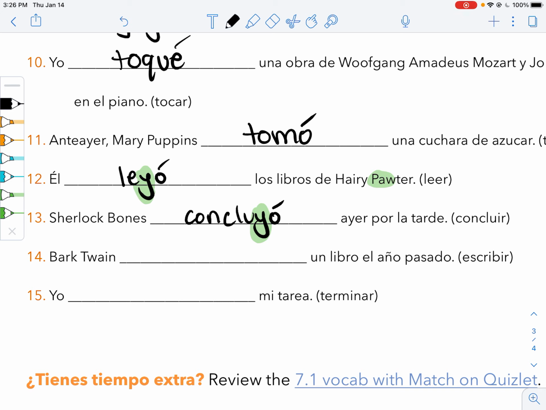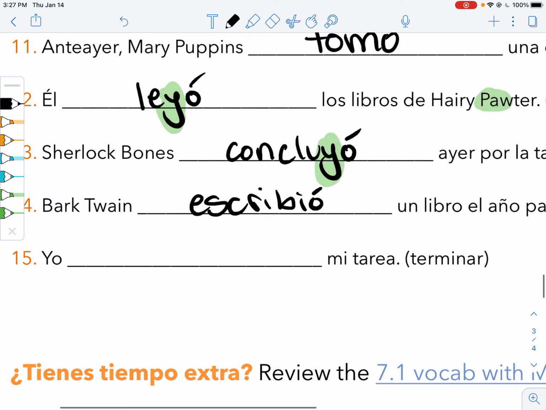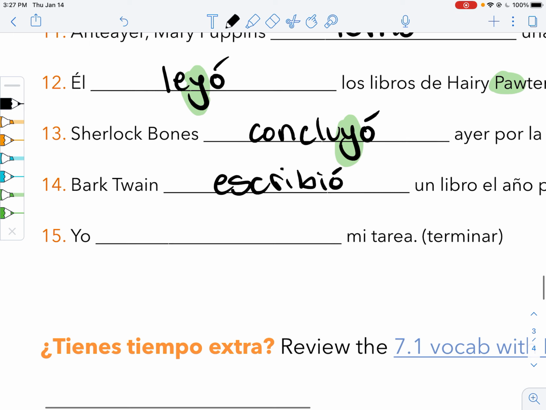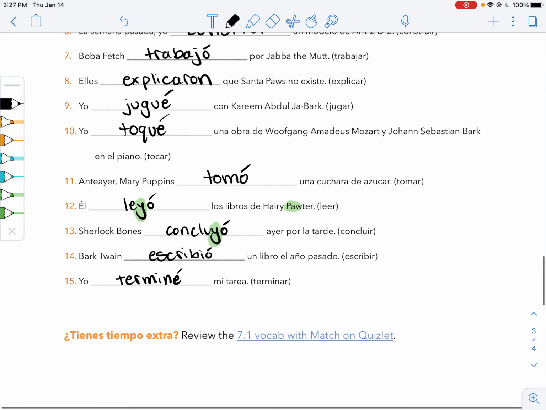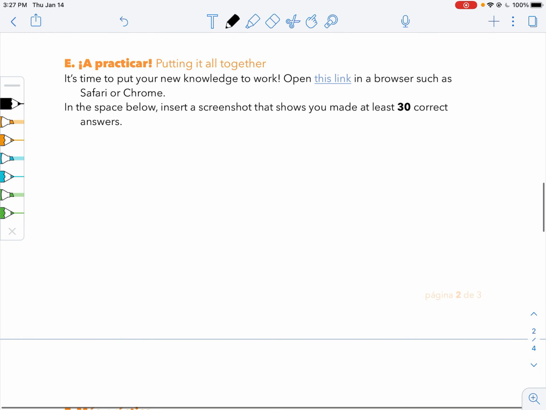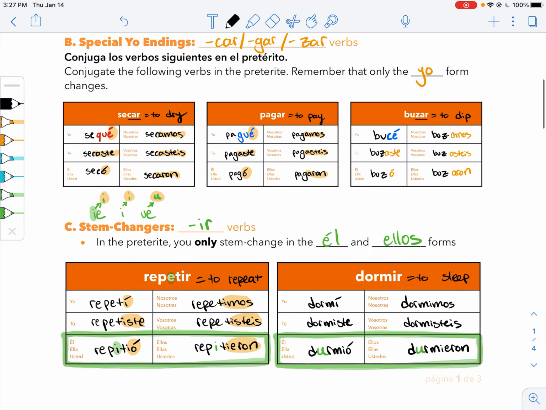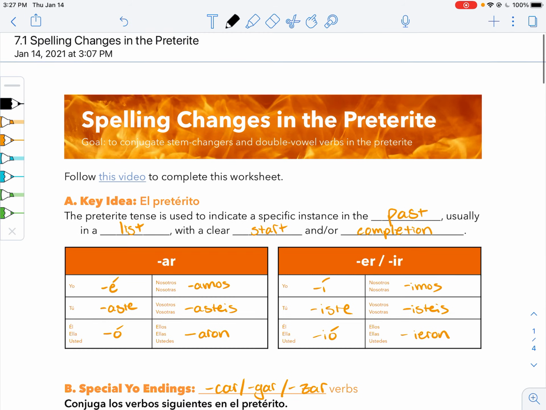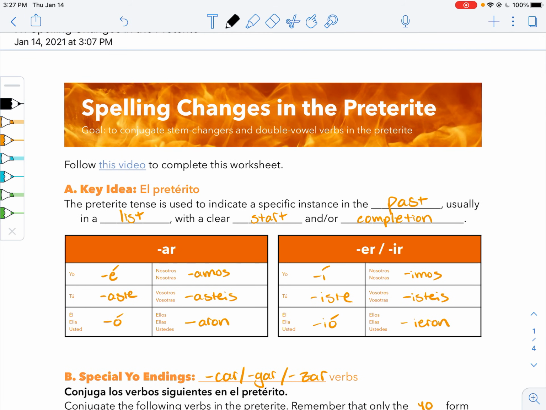Mark Twain escribió. I can't even. Escribió is a regular IR verb. And then terminar is a regular AR verb, giving yo terminé. I completed my homework. There you have it. On your own, complete this activity. Have a wonderful time. Remember all your exceptions. And knock it out of the park.